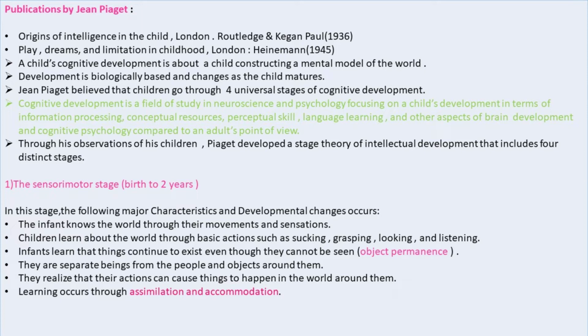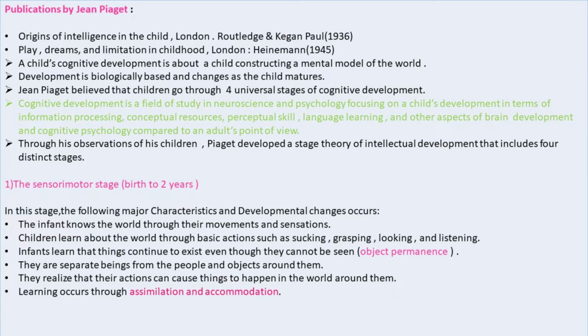A child's cognitive development is about a child constructing a mental model of the world. Development is biologically based and changes as the child matures. Jean Piaget believed that children go through four universal stages of cognitive development.